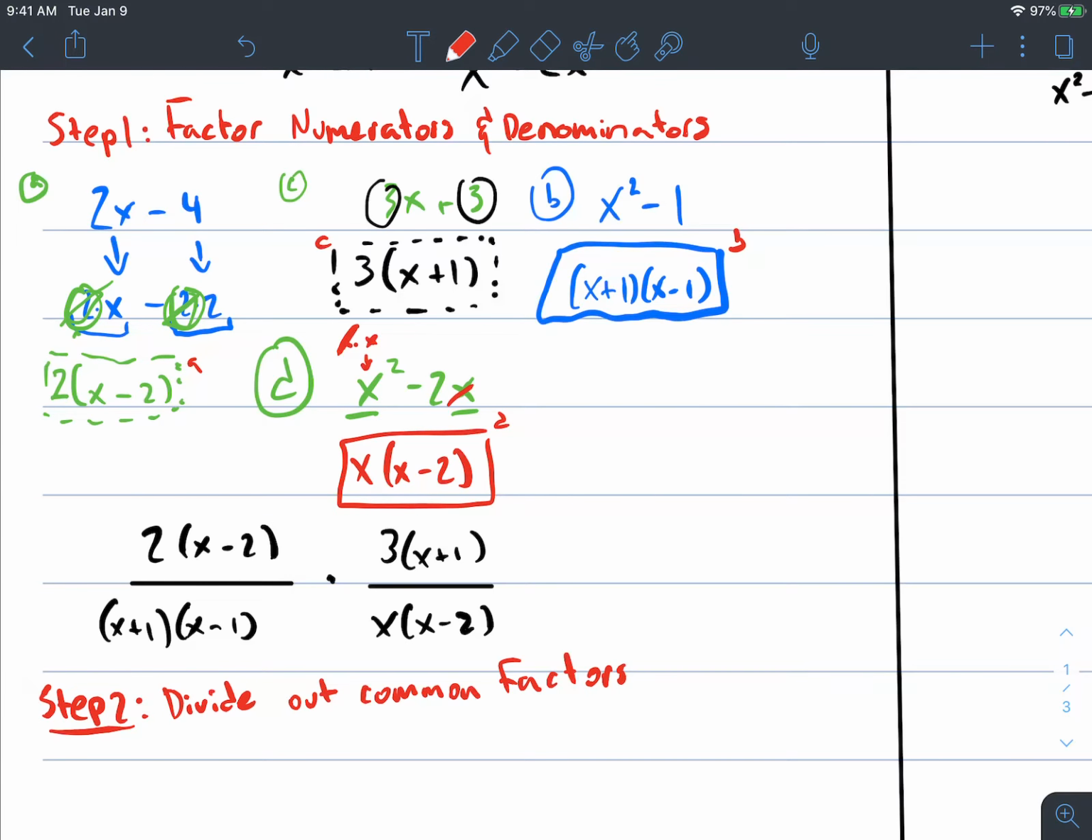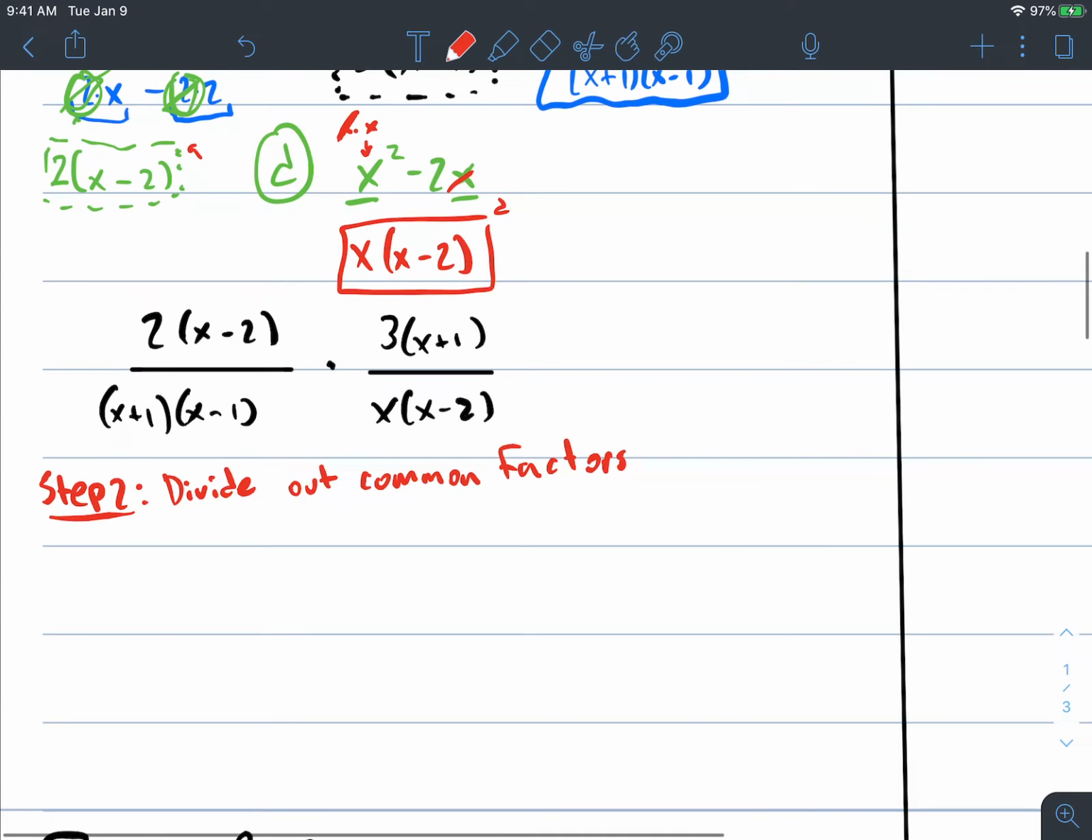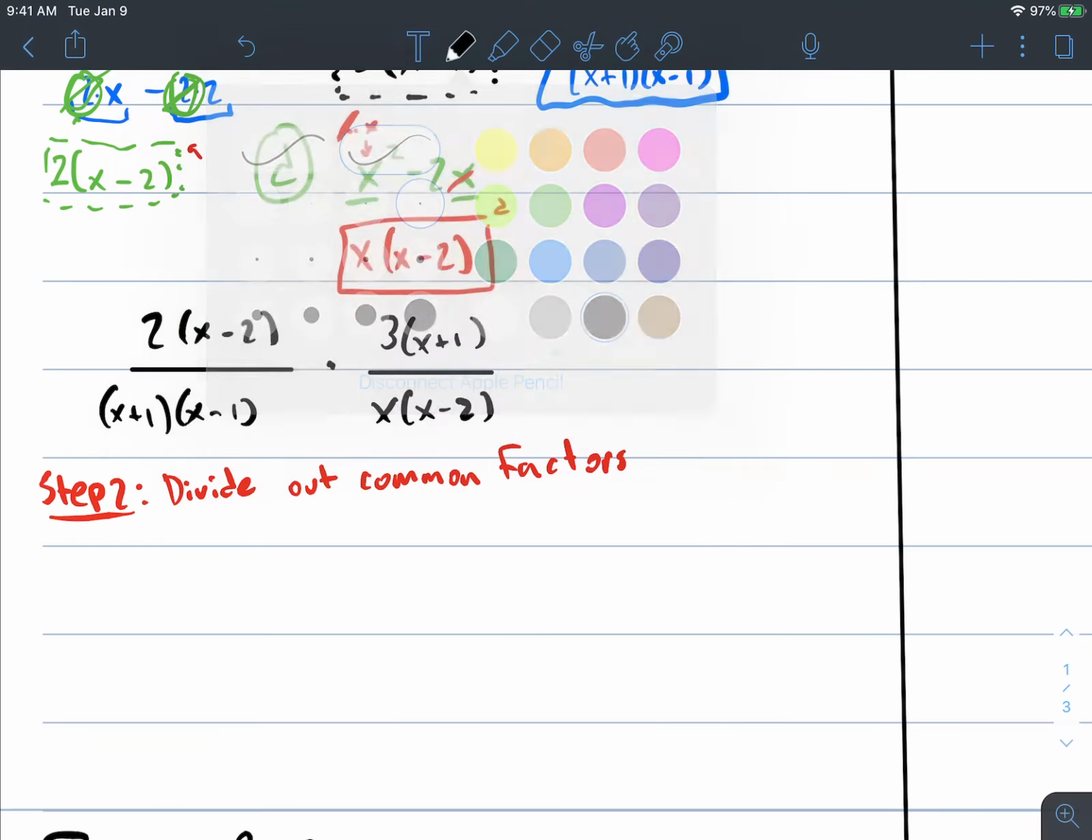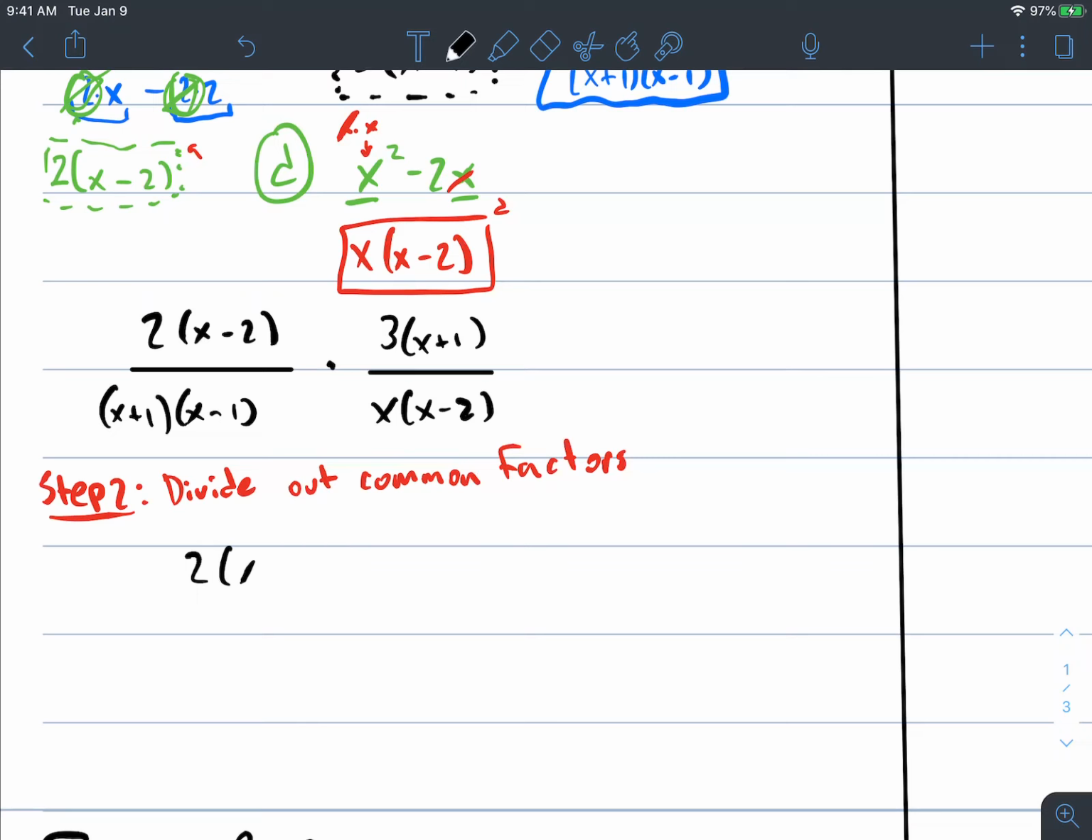Alright. And the easiest way to do that is you're just going to rewrite your problem, but this time, only this time you're going to put everything together. And this is going to give us the following.